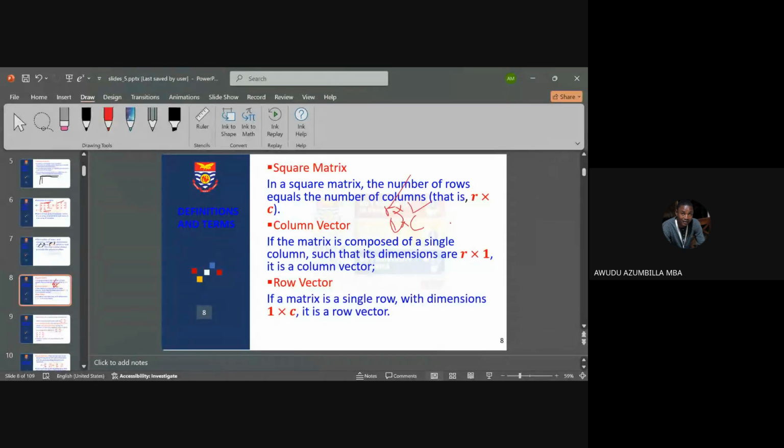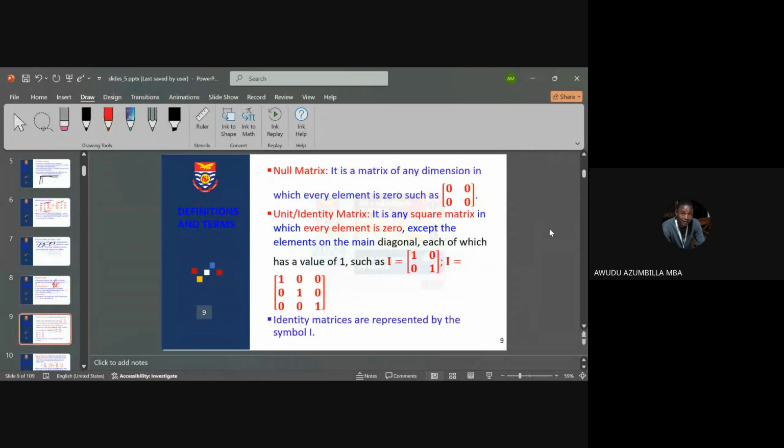A row vector. Now, what about a null matrix? It is a matrix of any dimension in which the elements within the matrix are all 0. The word null will give you a clue that we have an empty matrix. A null matrix means an empty matrix. The elements within the matrix are all 0, and that is what we call a null matrix.